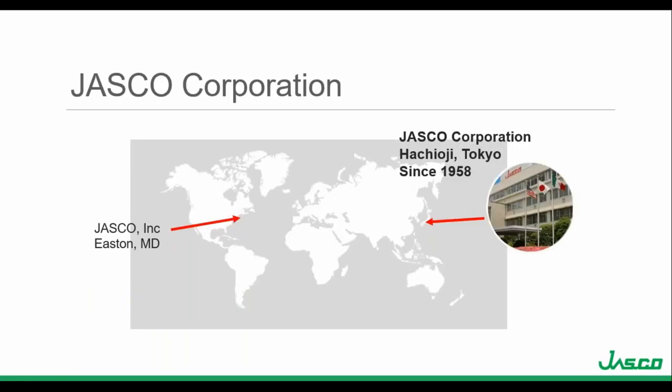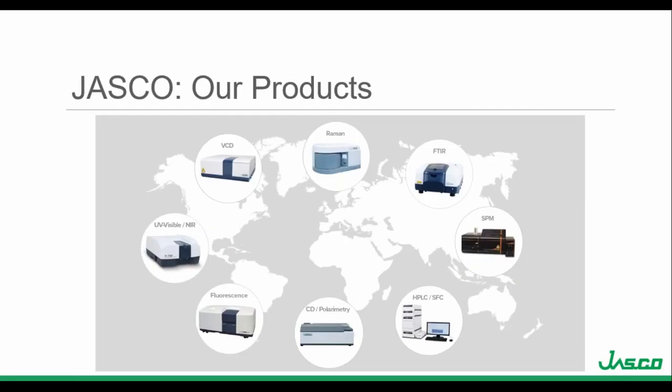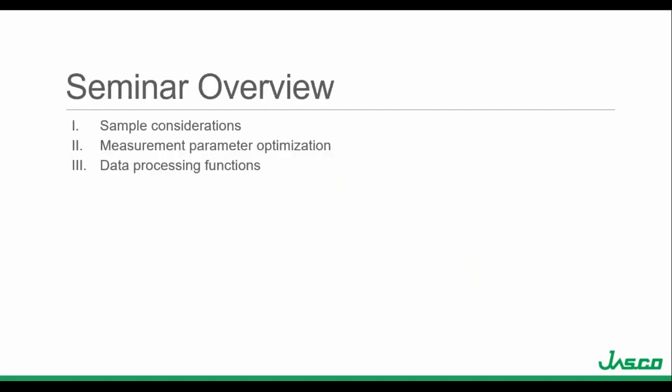In case you missed the last presentation, JASCO Corporation, or the Japan Spectroscopic Company, was founded in 1958 by a Nobel laureate spectroscopist. Today, our headquarters and factory are in Hachioji, Japan, with our Americas office located on the eastern shore of Maryland. While the first instrument developed was an IR spectrophotometer, JASCO now offers a wide range of spectroscopy and chromatography instruments, including circular dichroism, where we have been the world leader in research and production since 1961. Today's seminar will go over sample considerations, measurement parameter optimization, and a few data processing functions.